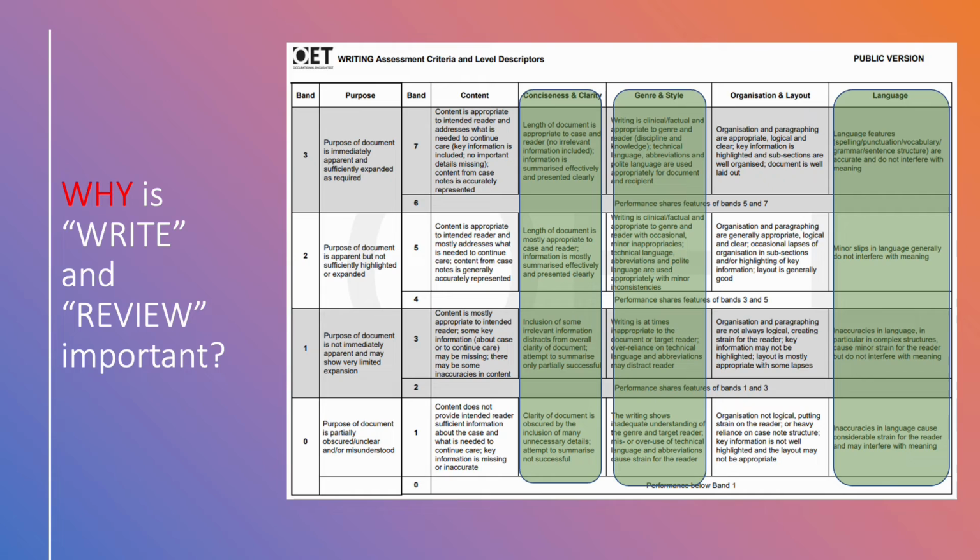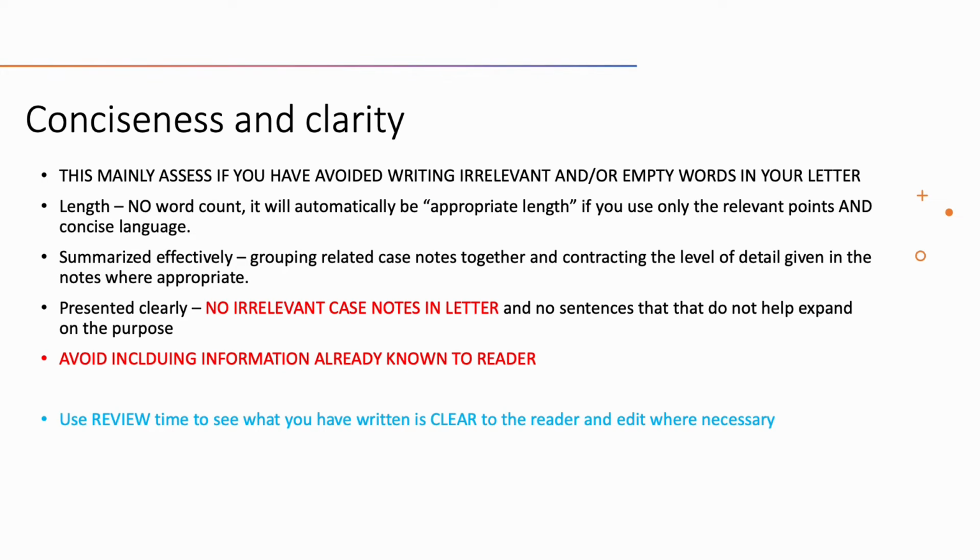So in this slide here, we again see the official document provided by OET for the assessment criteria of the writing subtest. And I've highlighted the 3 criteria that make writing and reviewing important for getting marks. We'll cover each one by one. So how do you get marks for conciseness and clarity? Well, this assessment criteria mainly assesses if you have avoided writing irrelevant and or empty words within your letter.